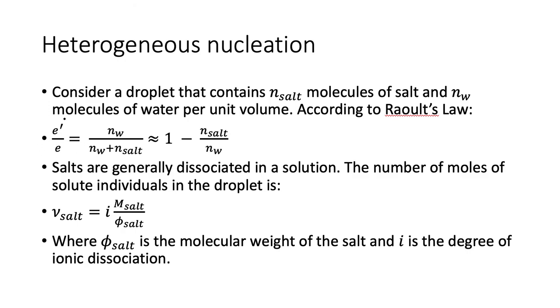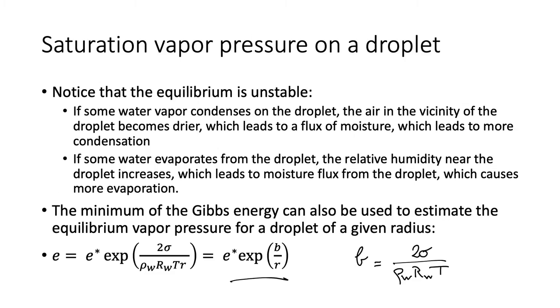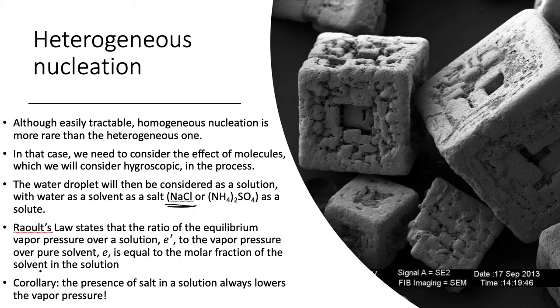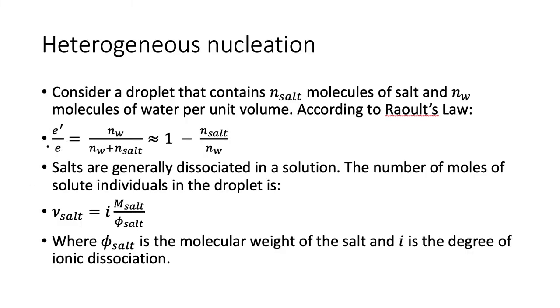So E prime over E, the vapor pressure over a particular solution over the vapor pressure over the pure solvent, is E prime over E. E is the vapor pressure over a pure solution. This is the number of moles of the water, and this is the total moles of water plus the salt. And this is quite powerful because now we can simply determine what these look like. We can compute the new E prime when we have some salt that is dissolved.